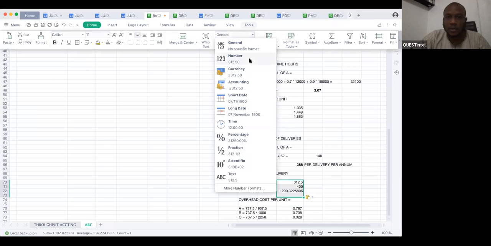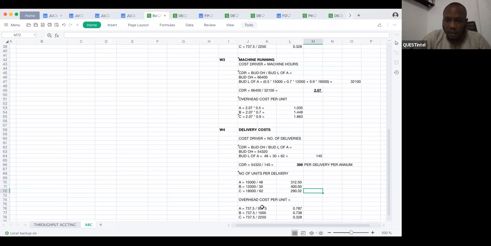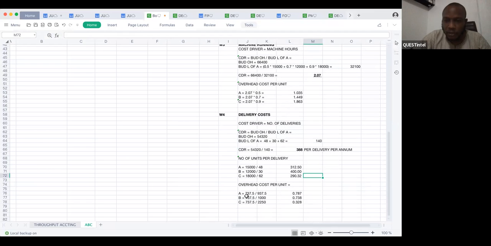All right, so we're almost there. Then our overhead cost per unit now will be different from this. So let's clean all of this now. So this one will be 388 divided by 312.5.